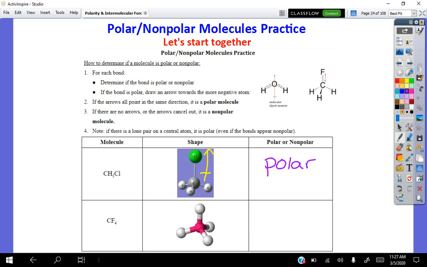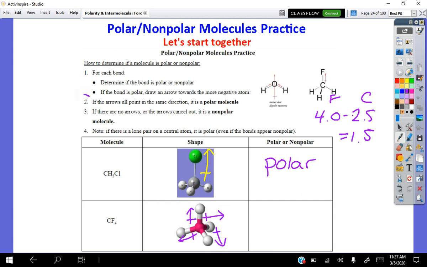When we look at CF4, I see that F has a value of 4.0, C has a value of 2.5, so I get some really polar bonds here. 1.5 is my difference between my F and my C. So if I were to draw arrows here, I've got one pointing this way, one pointing this way, one pointing out towards me in the plane of the paper, and one pointing away from me out of the plane of the paper.